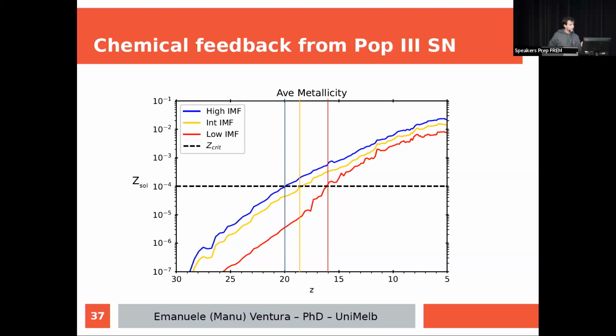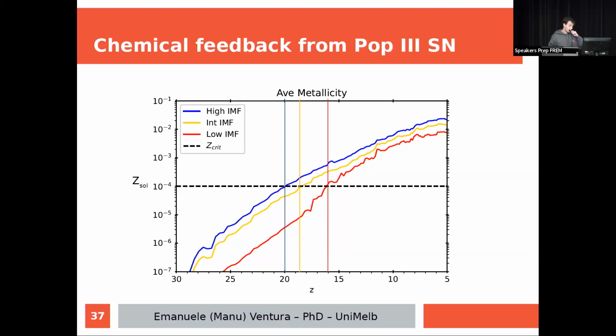As you can see, the enrichment of the IGM goes faster once we consider a high IMF, more massive stars. This makes sense because more massive stars mean more supernovae, and more supernovae mean more metals that are ejected. So the early evolution of the IGM is very much influenced by the mass of the first stars. Once we go to lower redshift, let's say below redshift 10, the trend is very similar. This is because POP3 stars are probably much less important compared to POP2 stars.